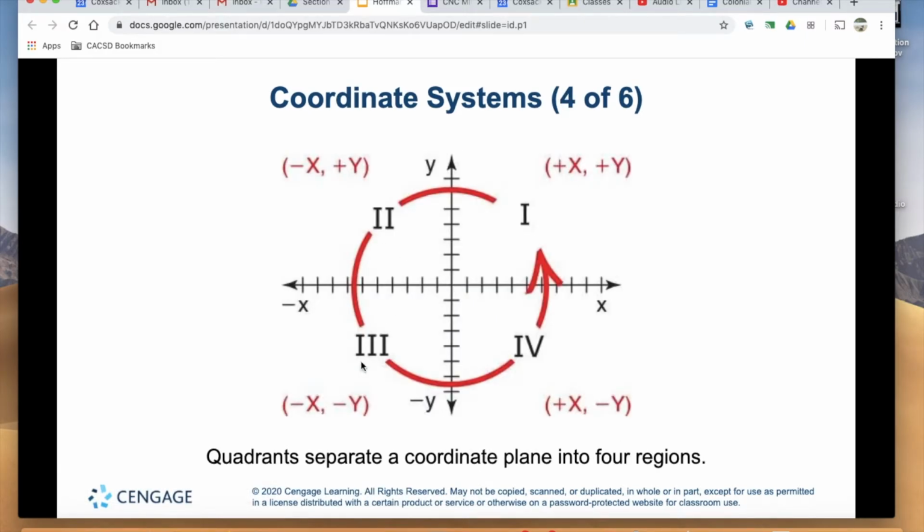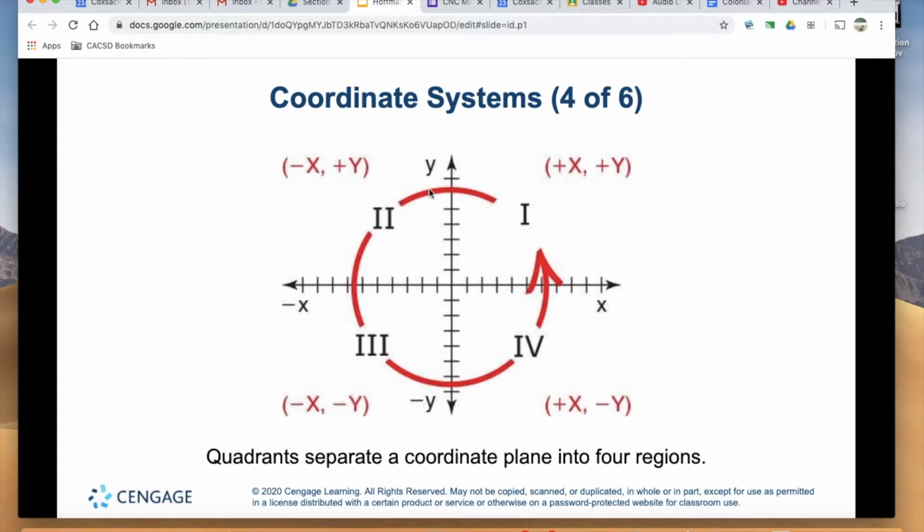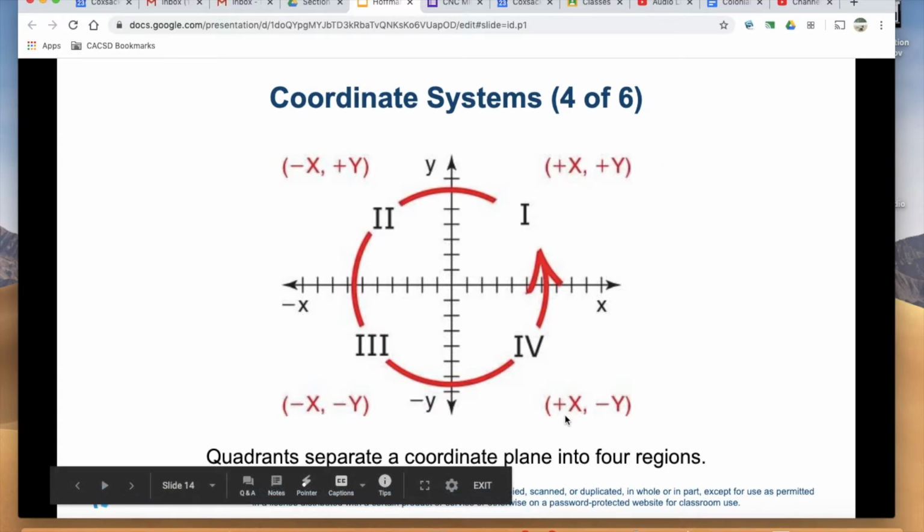Now if we take a look at that from the top, it's going to look very similar to a graph that you might have to create in one of your math classes. We're going to have four quadrants: x minus y plus, x plus y plus, x plus y minus, and x minus y minus.